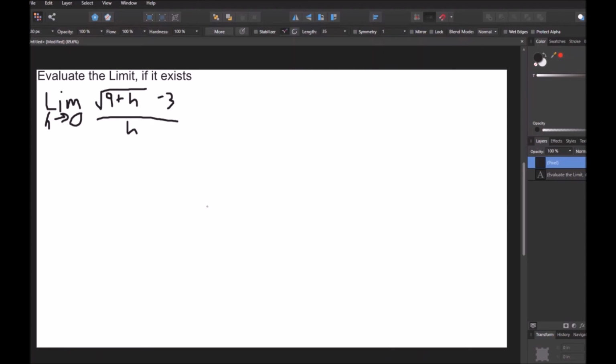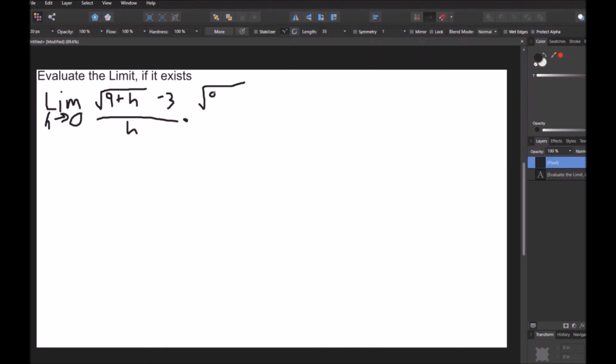So what you want to do every time you see a square root like this is multiply by the conjugate. If you see a square root plus or minus some number, you want to multiply by the conjugate. The conjugate is the exact same thing you see here, except you change the sign. So the conjugate of this would be the square root of 9 plus h plus 3. And we're going to multiply by the conjugate in the numerator and the denominator.